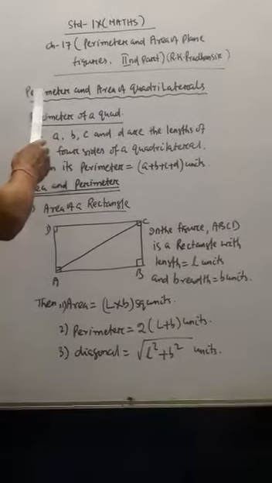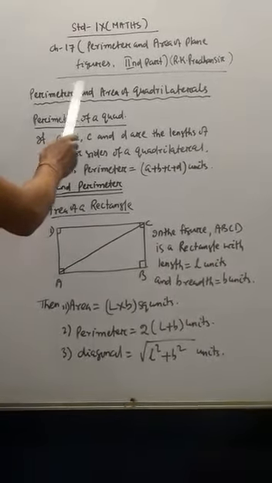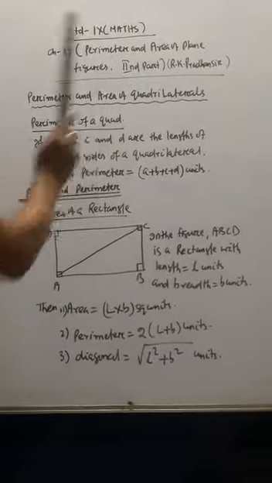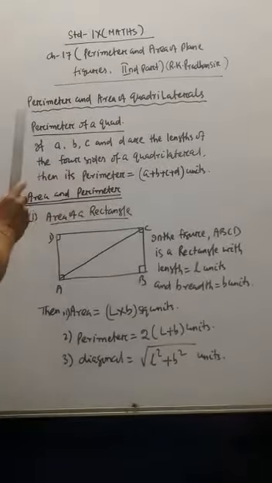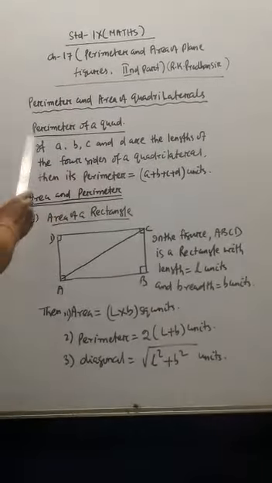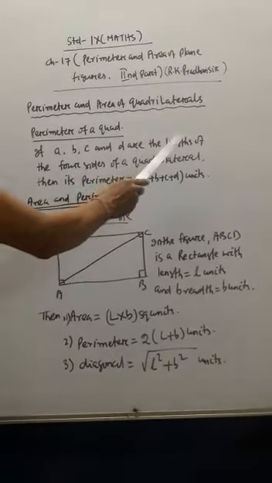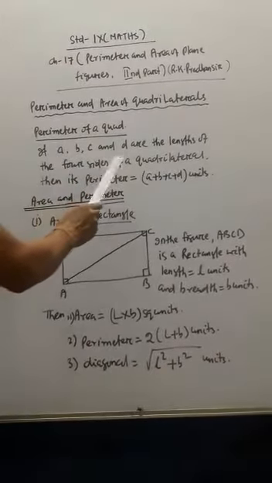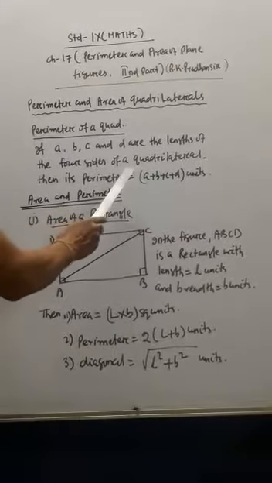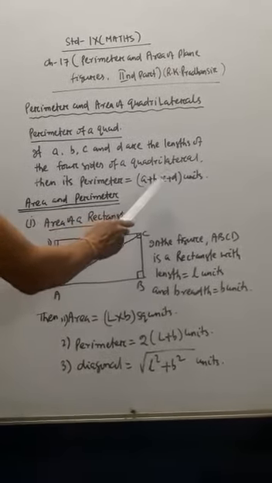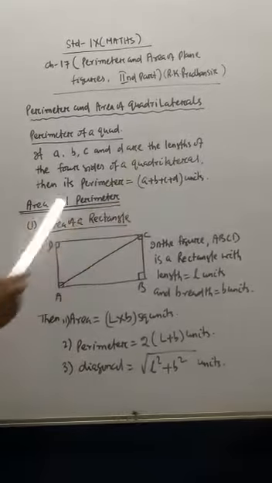and discuss how to find perimeter and area of quadrilaterals. First, perimeter of a quadrilateral. If a, b, c and d are the lengths of the four sides of a quadrilateral, then its perimeter is equal to a plus b plus c plus d units.